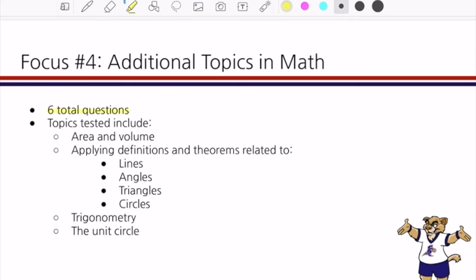So it's the least tested out of the bunch. Topics that are tested here include area and volume, and then applying definitions and theorems related to lines, angles, triangles, circles, trigonometry, and the unit circle. And again, in our class this year, we've covered each of these topics to some degree.